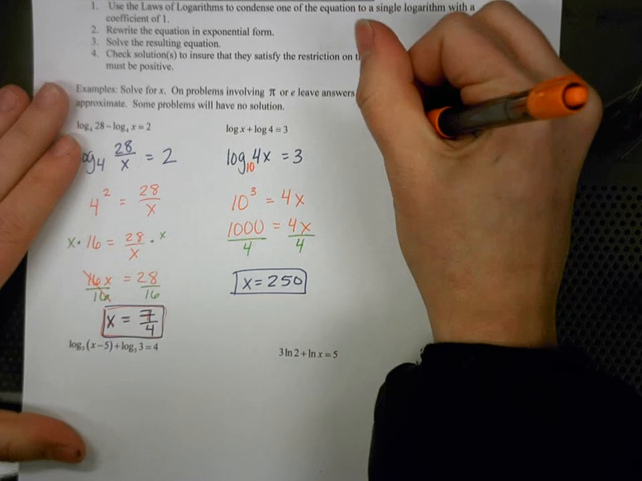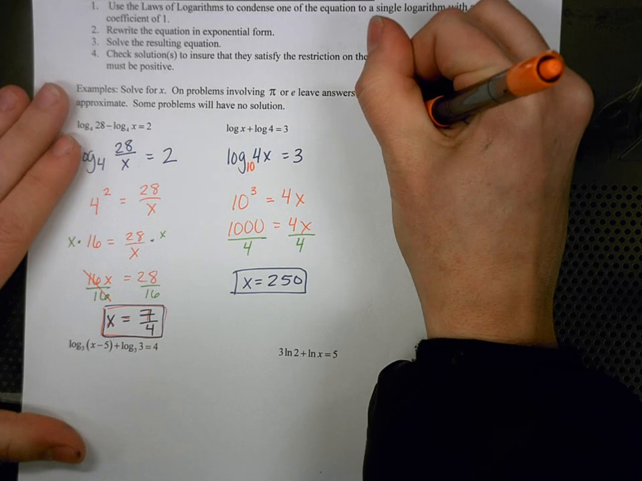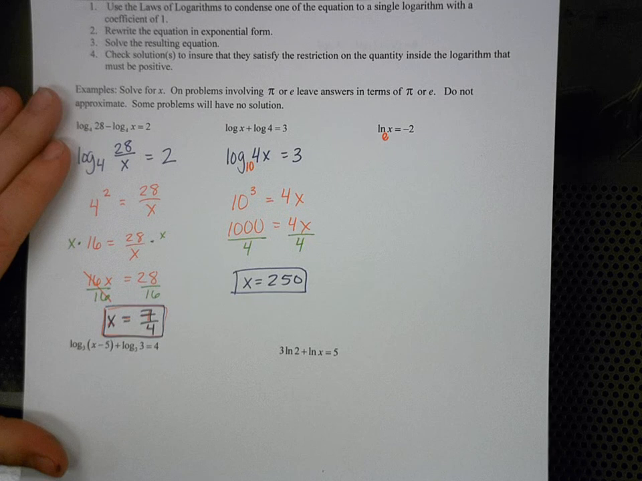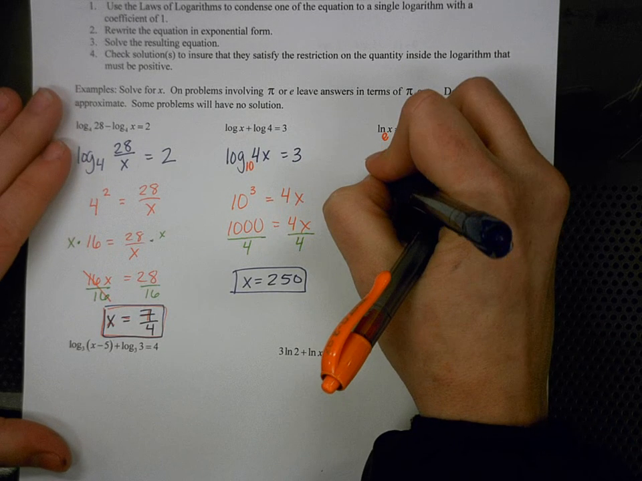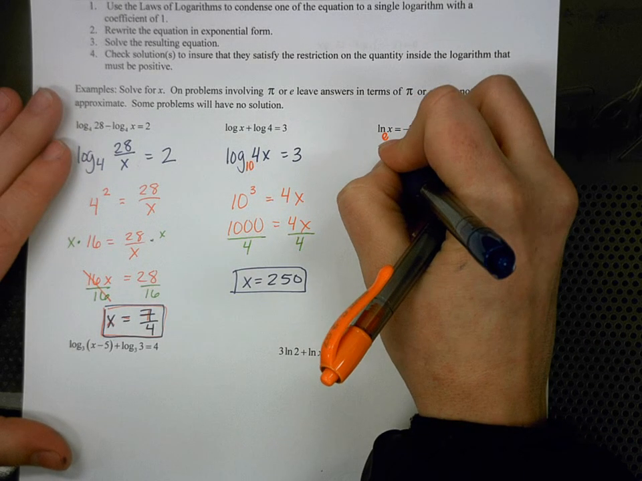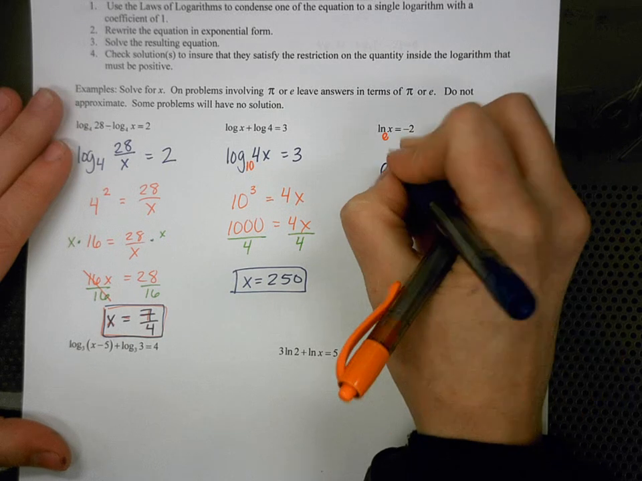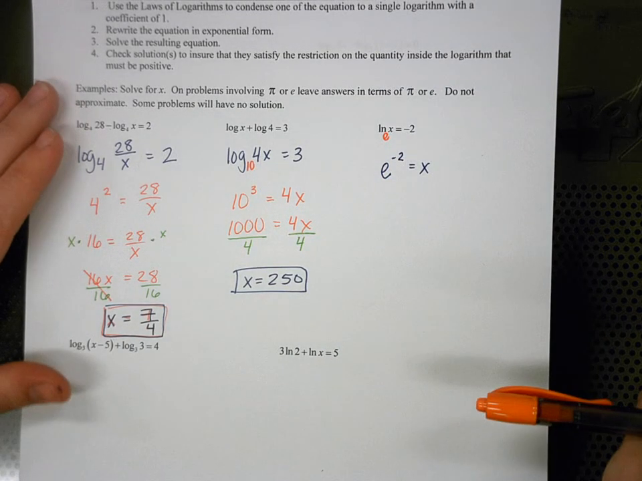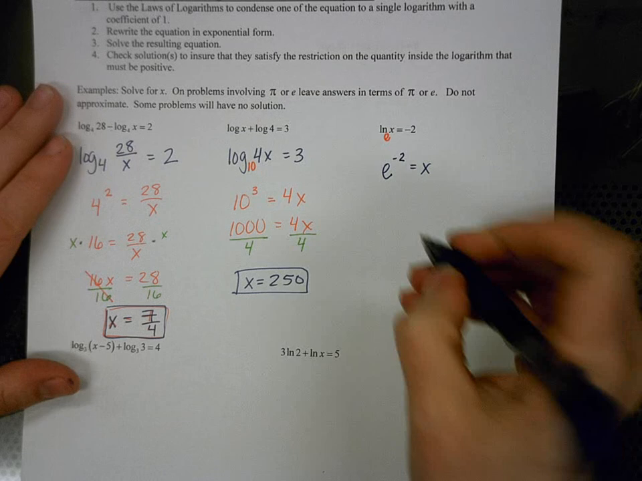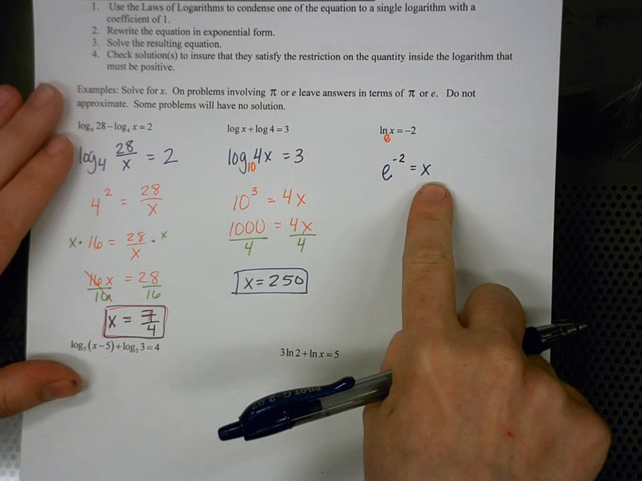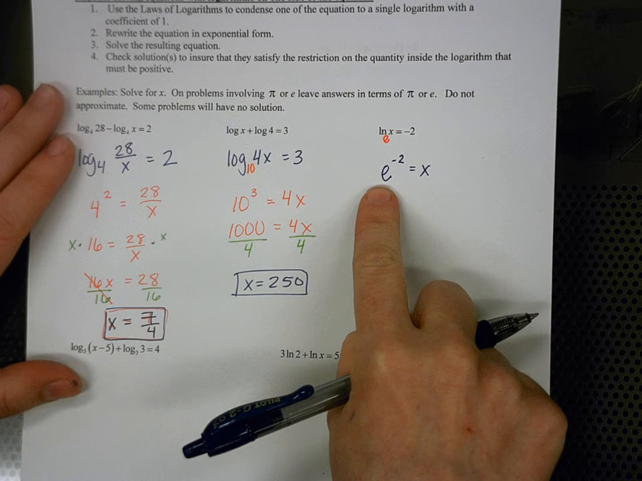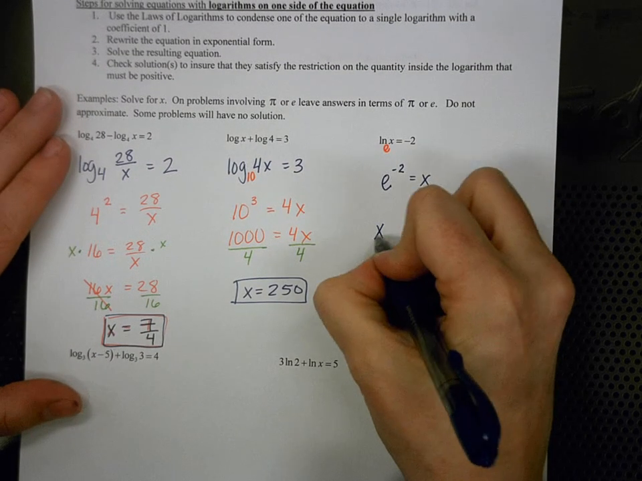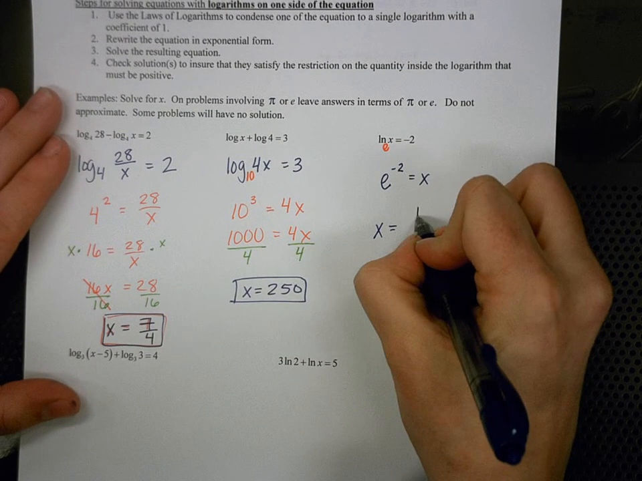But you have to remember, ln is base e. So this is e to the -2 equals x. So your answer here for x is already isolated. Let's just change it so that we have no negative exponents, because that's normally how we want to write it. So -2 means 1 over e squared.